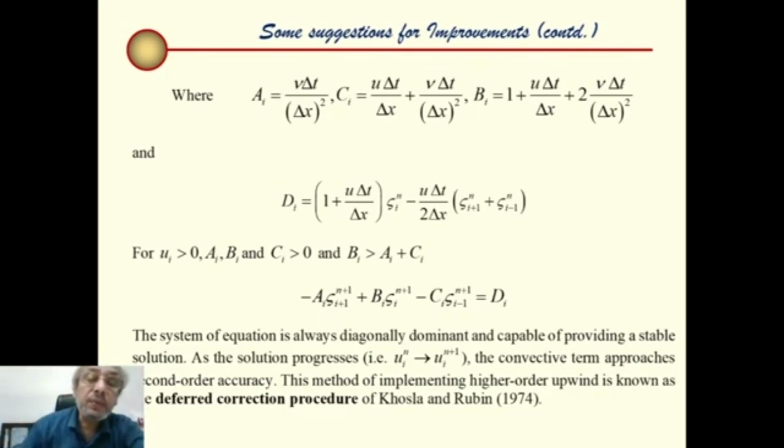The system of equations, we can see these conditions from here, that for u_i positive, a_i, b_i and c_i, all three are positive. It's clearly seen. And b_i is greater than a_i plus c_i. So there is a diagonal dominance.